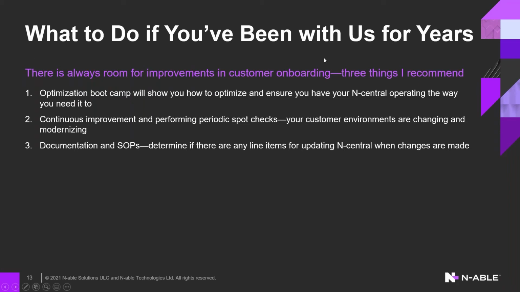What do you do if you've been with us for years? Well, there's always room for improvement, right? Especially in customer onboarding. So there's 3 things I recommend. One, optimization. Come to my boot camp. I'll be offering it, I think, next month. Two, continuous improvement. Always perform periodic spot checks on your customers, especially your biggest ones. They're the ones that are paying you the most money, right? You have your own elite or super elite customers, and you need to obviously treat them accordingly as well.